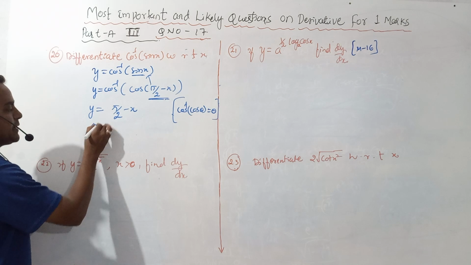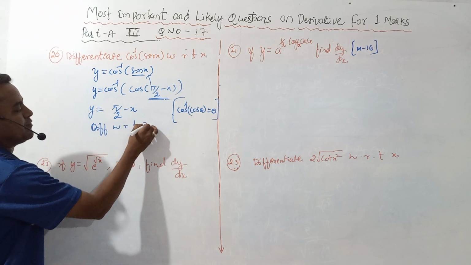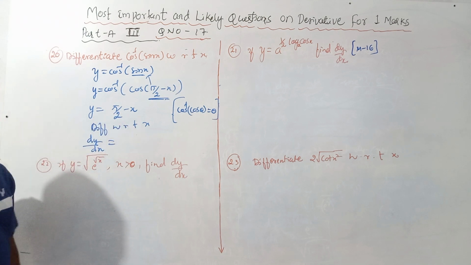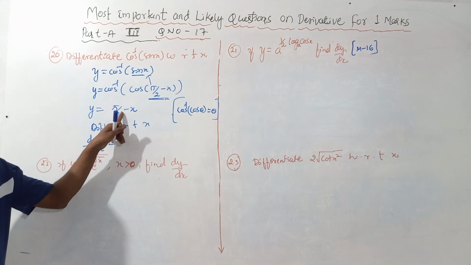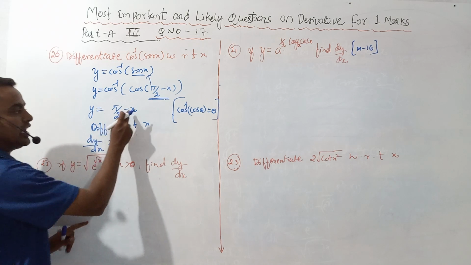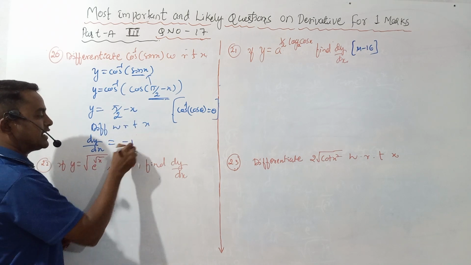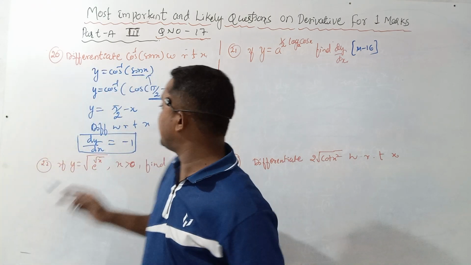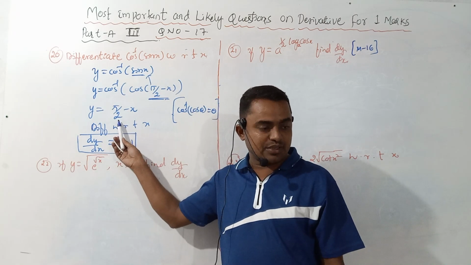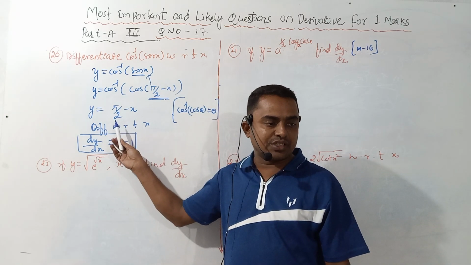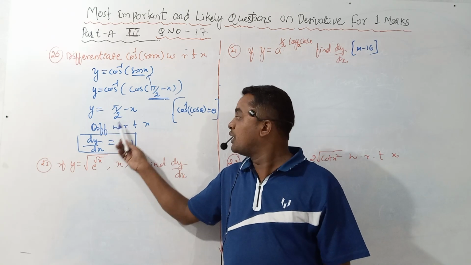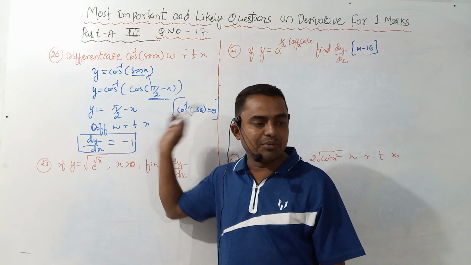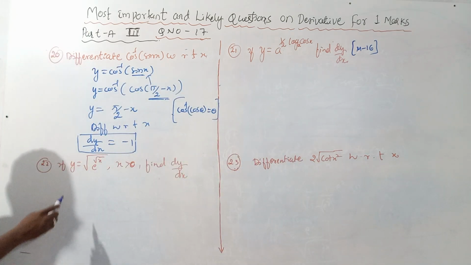Now differentiate with respect to x. Derivative of y is dy by dx. Derivative of 90 is 0, because 90 is a constant, and the derivative of a constant is 0. Derivative of x is 1, and the sign is minus. That is 0 minus 1, which is minus 1.